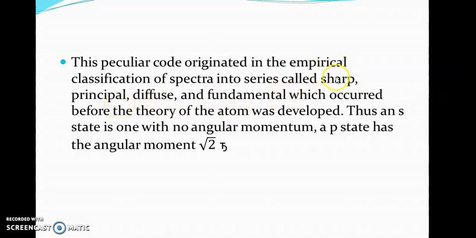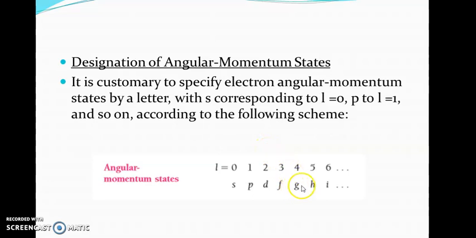So sharp series corresponds to L equal to 0, which is S state, and L equal to 1 as the principal series or P state, and L equal to 2 as diffuse state or D state, and L equal to 3 as fundamental state or F state. After F, they continued naming as G, H, I.